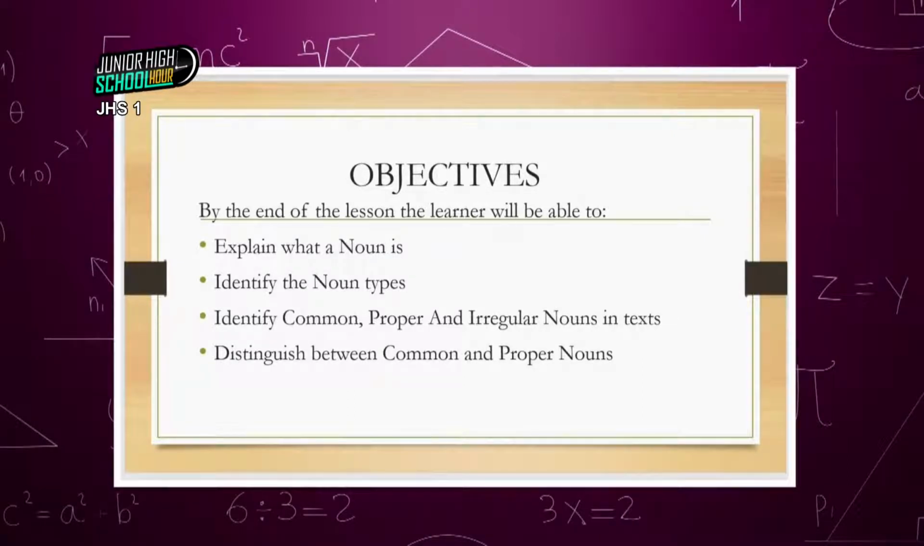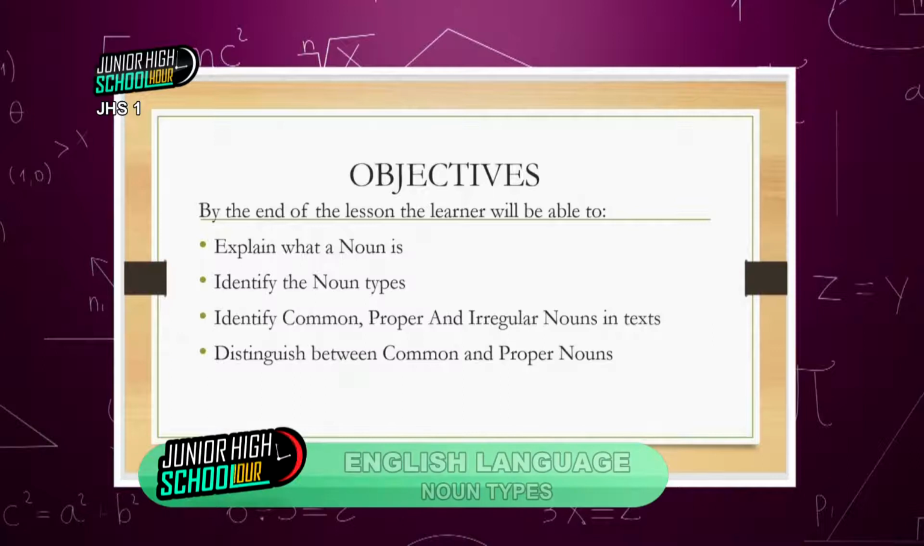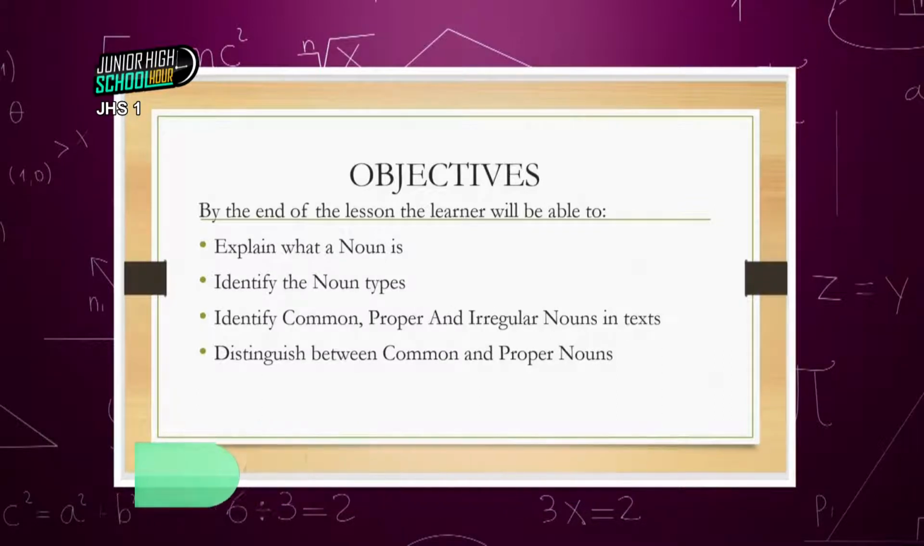What is a noun? We all know what a noun is, okay? When I was young, we went to school and learned that a noun is the name of a person, an animal, a place, or a thing. We used to rattle it off. So we are going to get to know what a noun is. Then we are going to identify the noun types, and identify common, proper, and irregular nouns in text. Then we will distinguish between common and proper nouns. These are the objectives for the day, and we hope to achieve all of them by the end of the lesson. And I guess you are going to help me do this simply, beautifully, and happily.